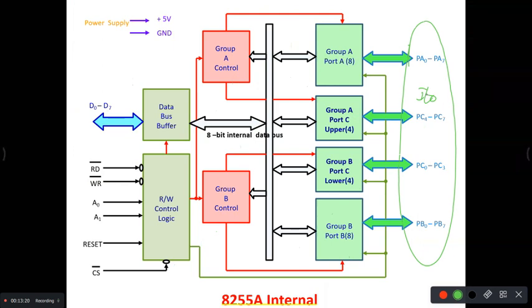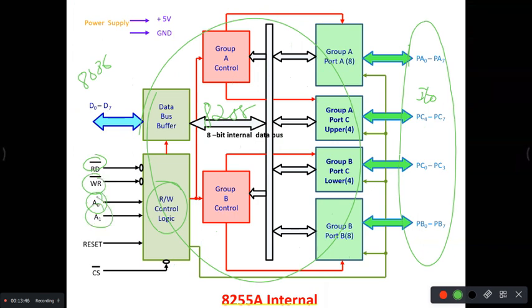This side is your 8086 microprocessor. This side comes your 8086 microprocessor. In between, you have this very interesting fellow called the 8255. Now, see what it has. You have a control, group A control, group B control, and these are all part of control lines. See here: read bar, write bar, A0, A1, reset, chip select. All these are part of control logic. And definitely you are connecting to the data bus of the microprocessor. That's where you get the data from the microprocessor.